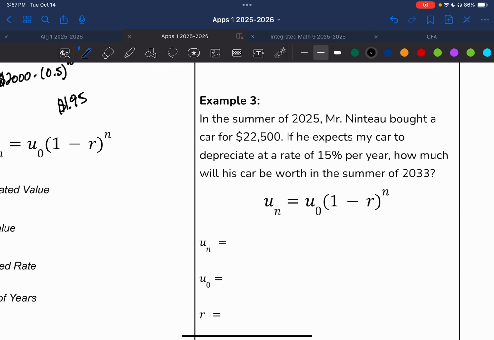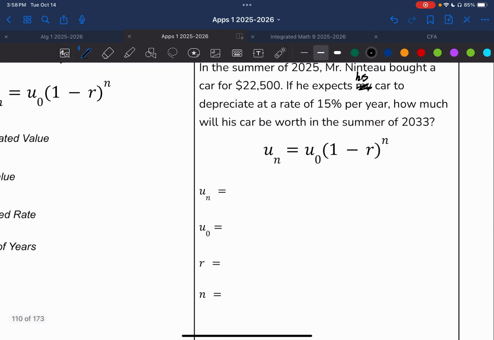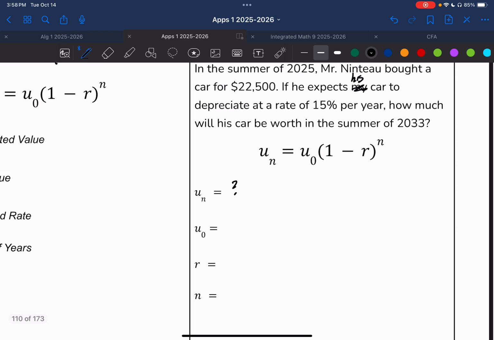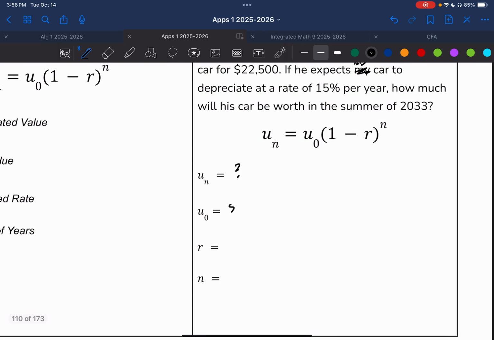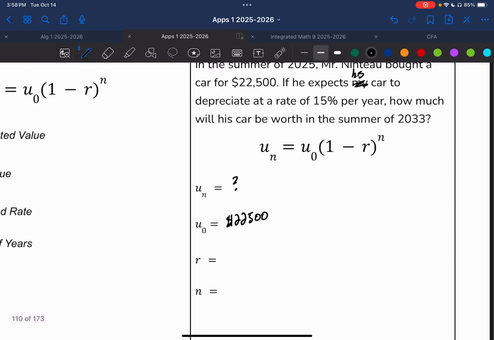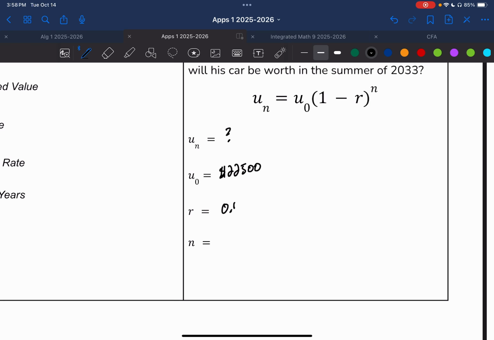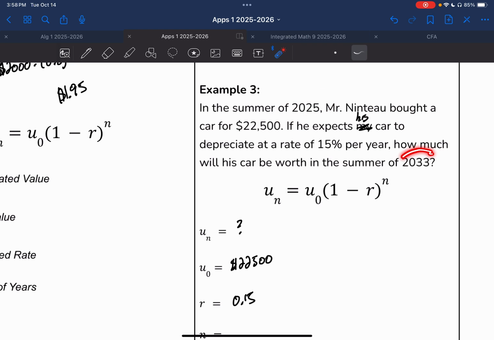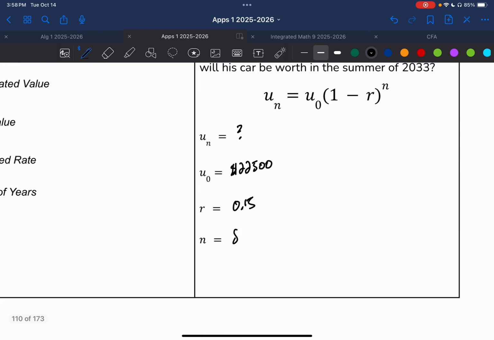All right, in the summer of 2025, Mr. Ninto bought a car for $22,500. If he expects his car to depreciate at a rate of 15% per year, how much will his car be worth by the summer of 2033? So U_n, that's what we're trying to find. U naught, the initial value of the car, is 22,500. r is 0.15. And n, well, if the car was bought in 2025, we're trying to figure out 2033, so that is 8 years later.